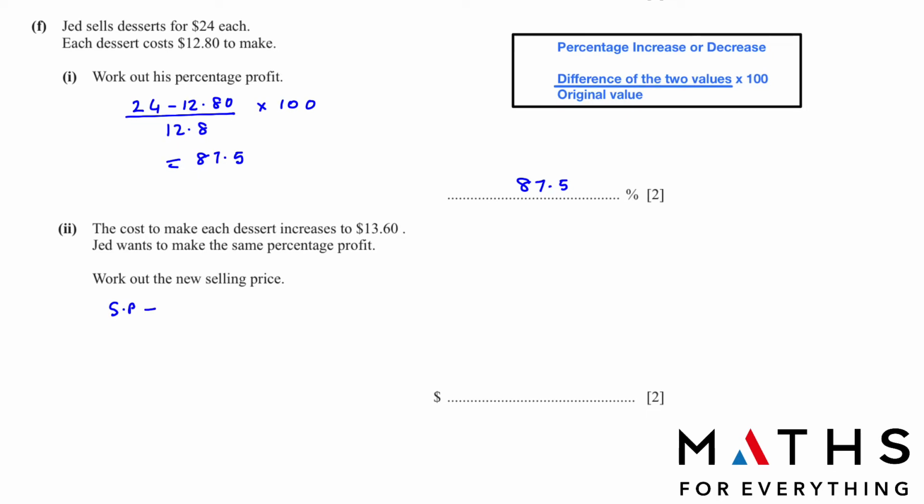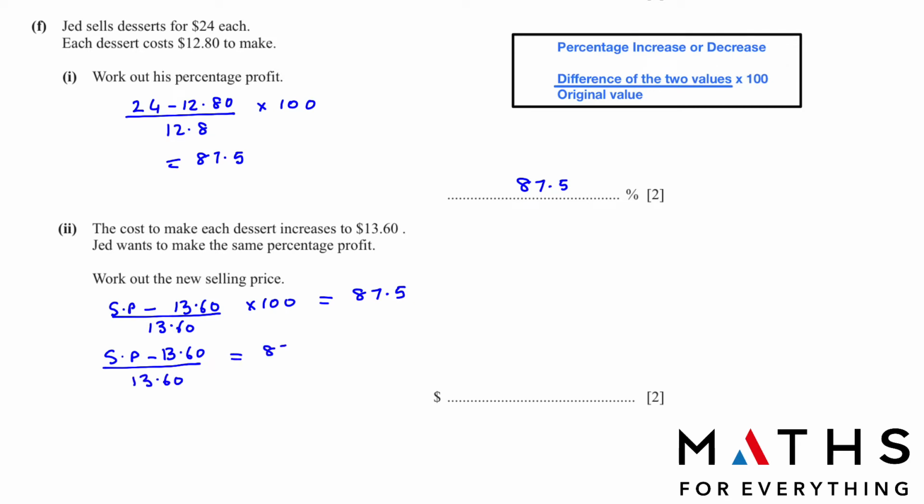Our new cost price is 13.60. We still multiply by 100 and our answer is 87.5. So we need to make the selling price the subject. Now it's up to you how you simplify. We can do it step by step so that you don't make a mistake.